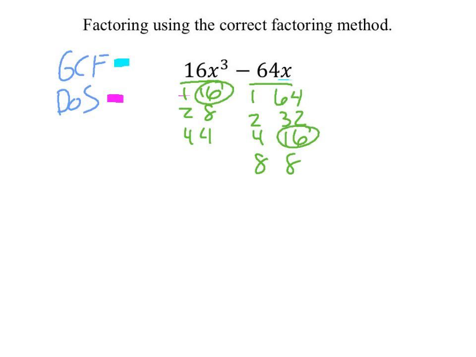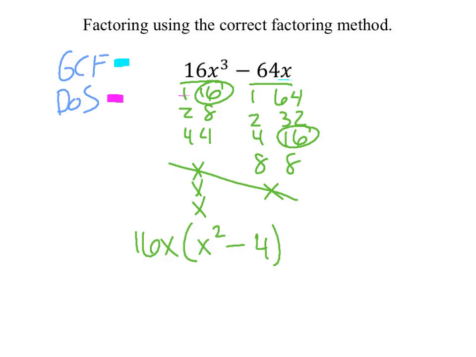Now, for the first term, I have 3 x's, and for the second one, I have 1. So I only get one group of x's. So, it's going to be 16x as my GCF, and then the stuff that's left over is going to be x squared minus 4. Now, I recognize that this middle part here can be factored using difference of squares.